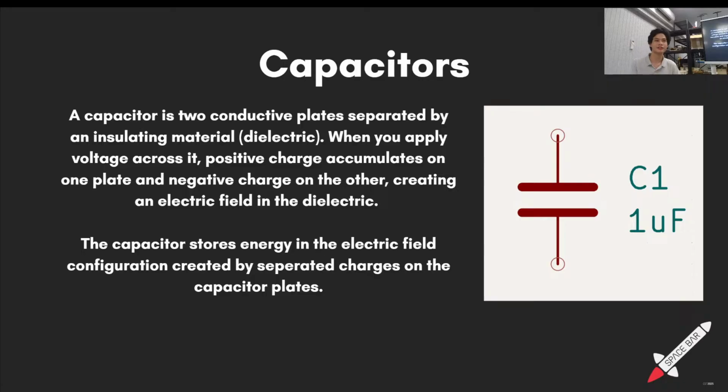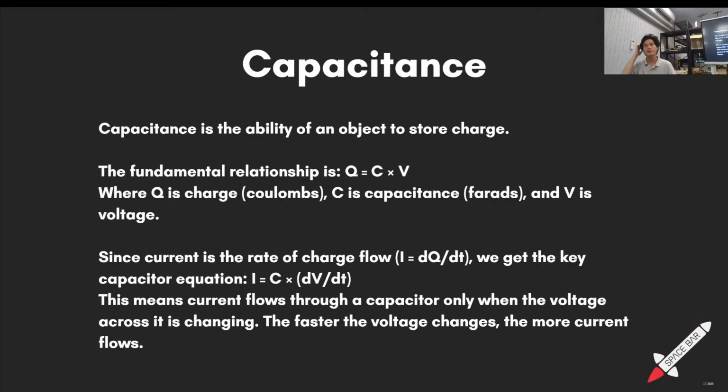Cool? Great. Okay, so the capacitor stores charge, and capacitance is how we quantify a capacitor's ability to store charge, or any object really. The fundamental relationship is Q equals C times V, which nobody actually cares about for now. I just want to tell you this. Q is the amount of charge, C is capacitance, and V is voltage. So capacitance says for a certain amount of voltage, how much charge can I store? That's it. If I apply more voltage, I can store more charge in the same capacitor.